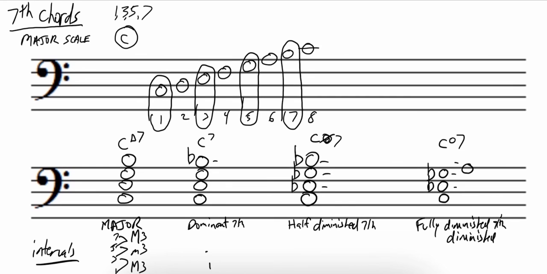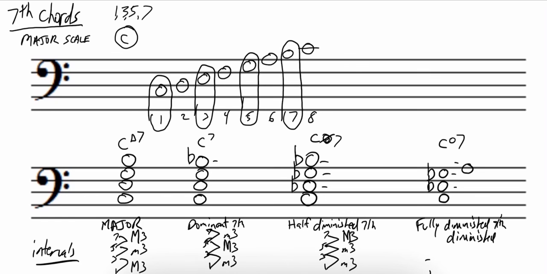For the dominant seventh, or just the seventh, the interval between the first and the third is a minor third. The interval between the third and the fifth is a major third. And the interval between the fifth and the seventh is a minor third. For the half-diminished seventh chord, the interval between the first and the third is a minor third. The interval between the third and the fifth is also a minor third, but the interval between the fifth and the seventh is a major third.